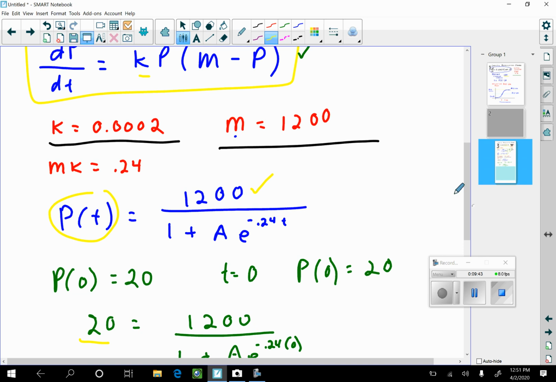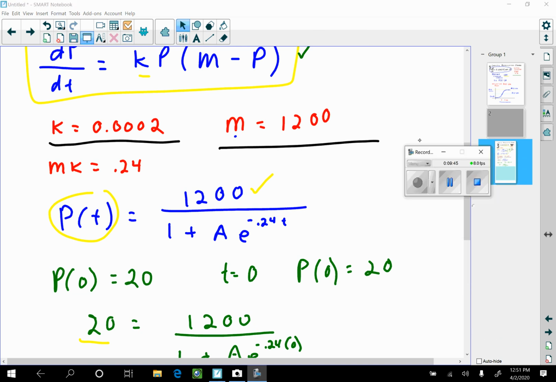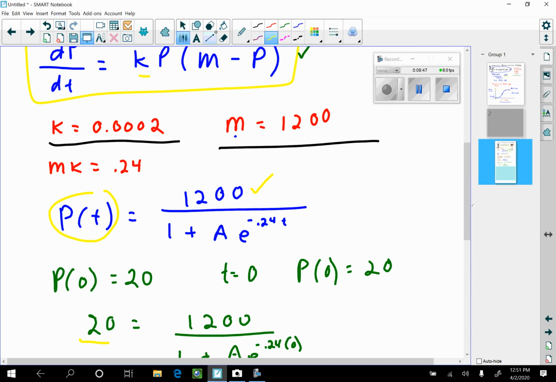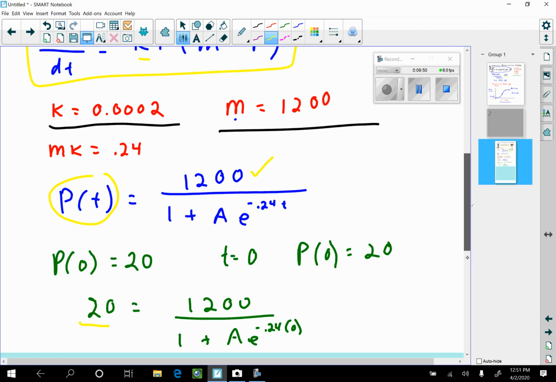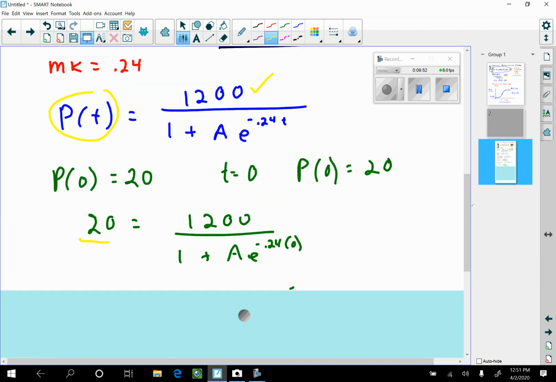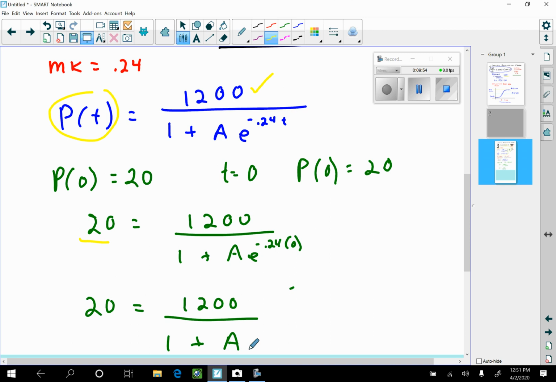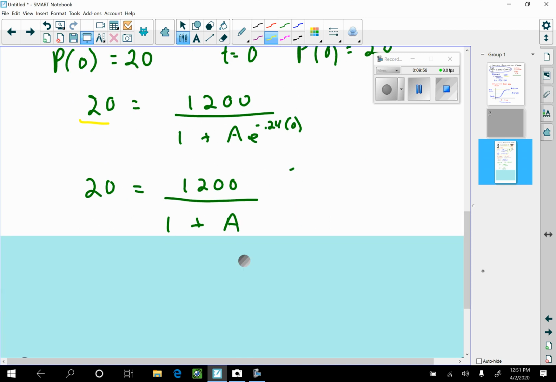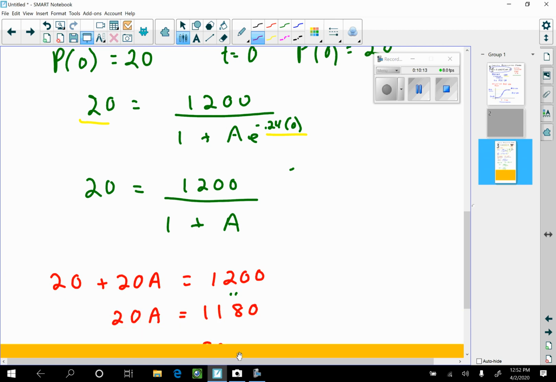Let me move this guy up here out of the way. He gets in the way a lot. All right. So what does that tell me right here? 0.24 times 0 is 0, negative 0 is 0, e to the 0 is 1, so 20 is equal to 1200 over 1 plus A. All I'm going to do now is solve for A.